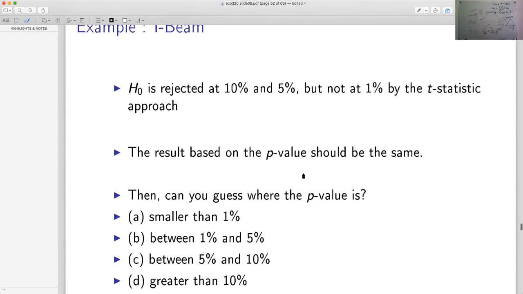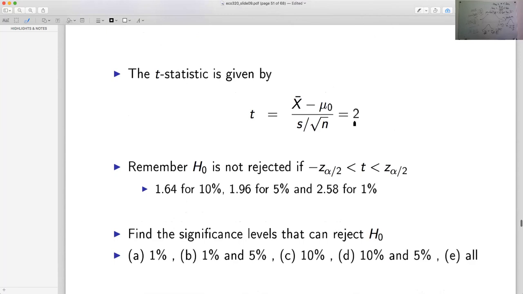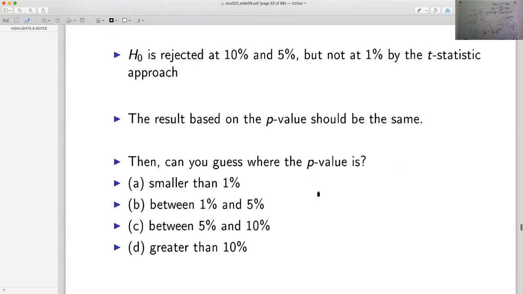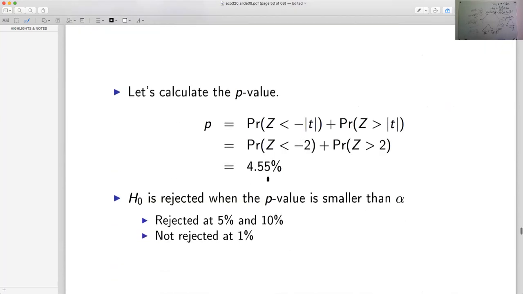How about the p-value approach? Based on t equal to 2, can you find the p-value? Please work with it, but the answer is between 1% and 5%. The p-value using this one is actually 4.5 percent. So you reject at 5 and 10% and cannot reject at 1%. Of course, the result will be the same. It doesn't matter which method you're using, 1 through 3, they give you the same answer.